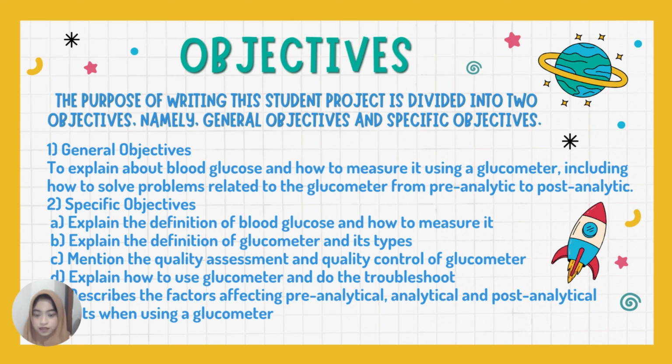The second is specific objectives: explain the definition of blood glucose and how to measure it, explain the definition of glucometer and its types, mention the quality assessment and quality control of glucometer, explain how to use glucometer and do the troubleshoot, describe the factors affecting pre-analytical, analytical, and post-analytical results when using a glucometer.